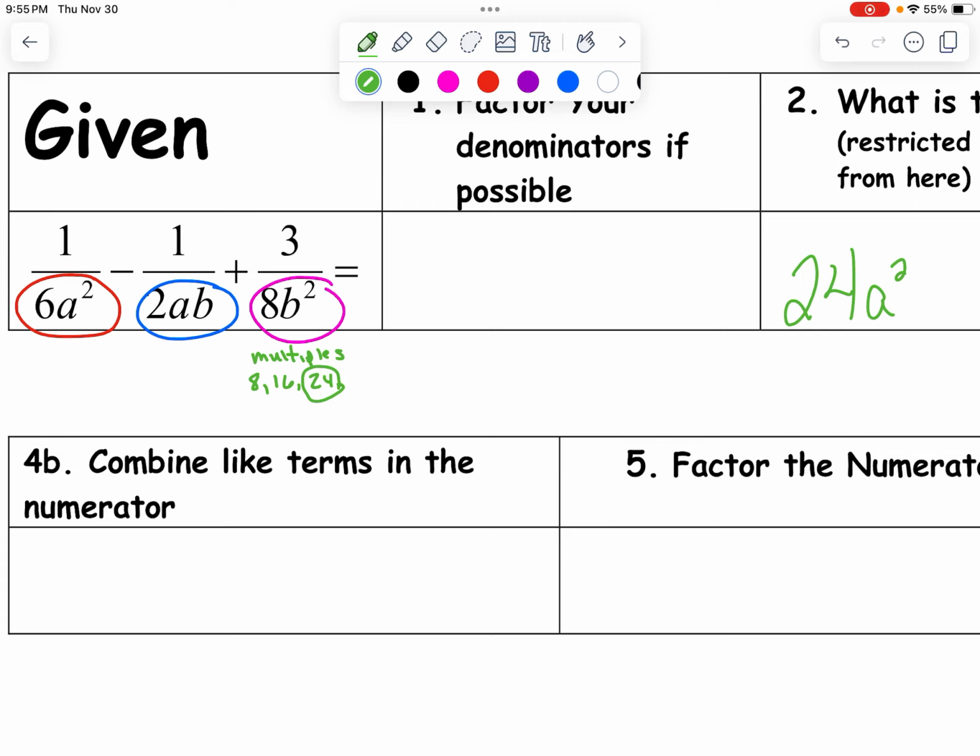What other variable do you see? B. I see a b and I see a b squared, so the least common multiple is b squared. So as long as their algebra 1 skills are awesome there. But if they have trouble, what should they do? Phone a friend? They should absolutely phone a friend or look it up and relearn it, right?